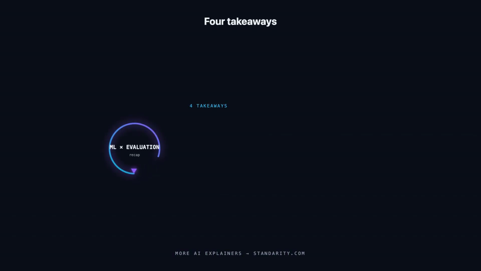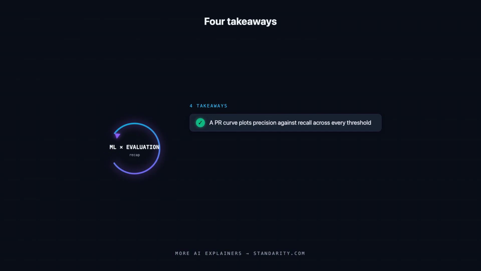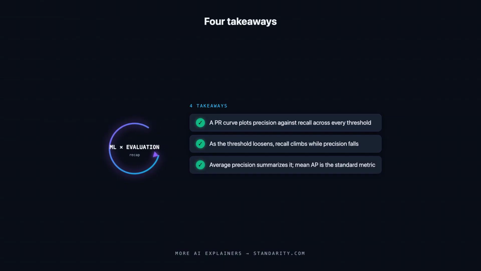All right, let's gather up the essentials. This curve grades a classifier across every threshold, plotting precision against recall instead of the rates an ROC curve uses. As the threshold loosens, recall climbs while precision tends to fall, and the curve traces that trade-off point by point. The area under it, average precision, summarizes performance, and mean average precision is the standard metric for detection and retrieval. So reach for it whenever positives are rare and every false alarm genuinely matters, and lean on ROC when your classes are balanced.